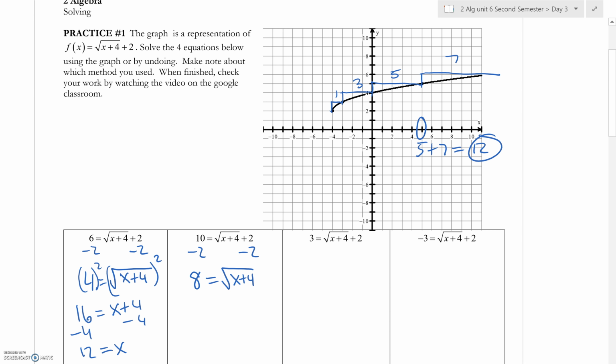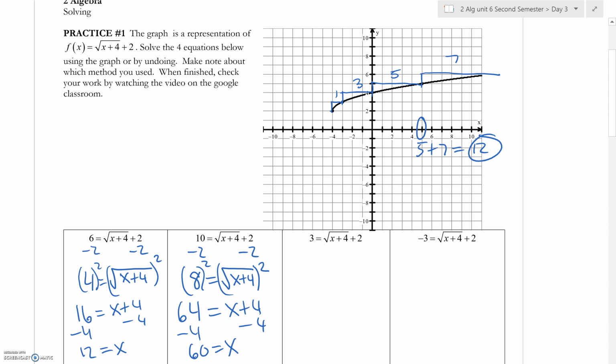Okay, so first is to subtract 2. Then we undo a square root with the inverse operation, which is to square it. So now we have 64 equals x plus 4. So if you got x equals 60, way to go.